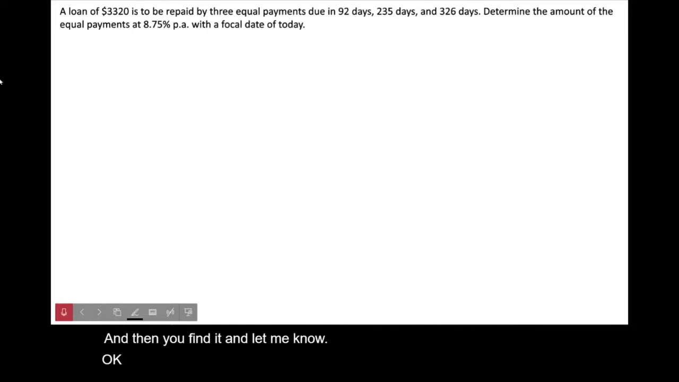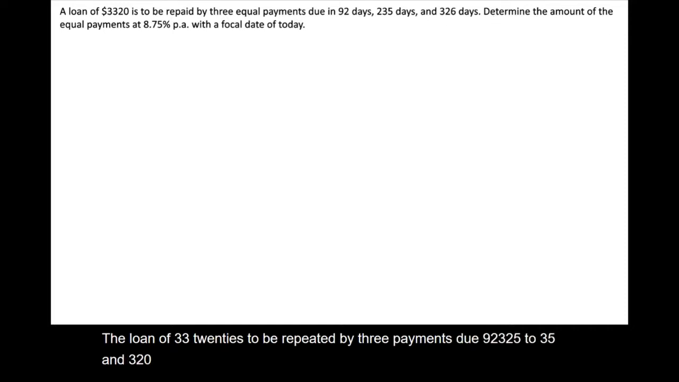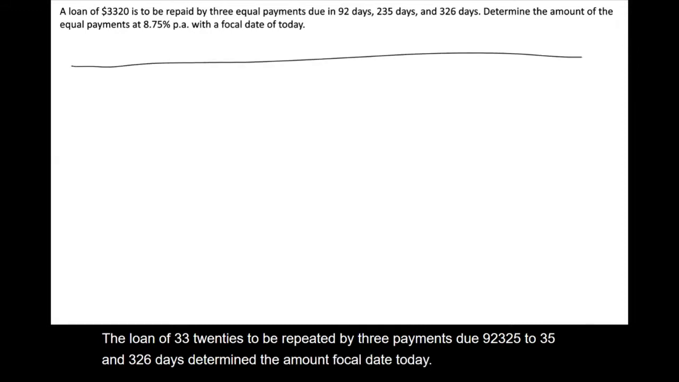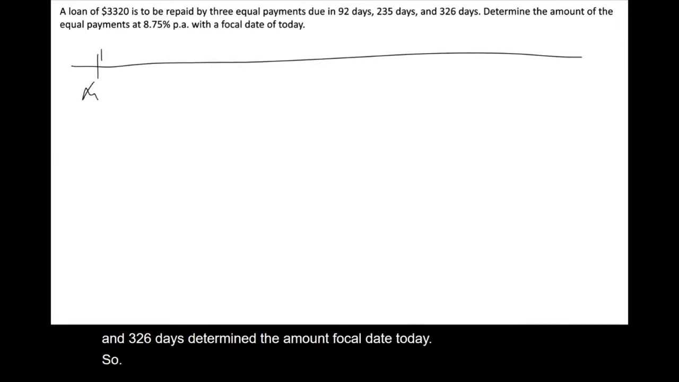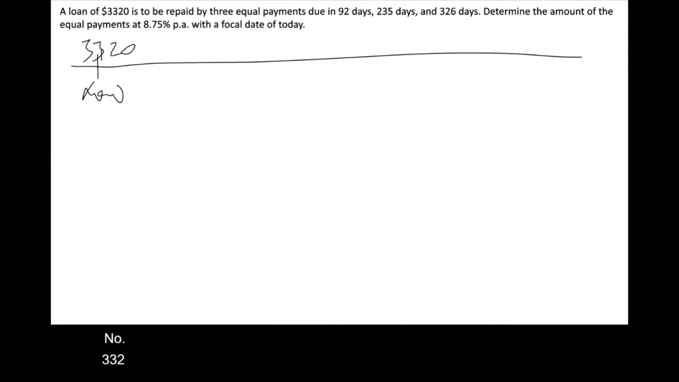Okay, next. A loan of 3320 is to be repaid by 3 equal payments due 92, 325, 235, and 326 days. Determine the amount, focal date today. So now, 3320 we have, payments. We have payments, 92 days.